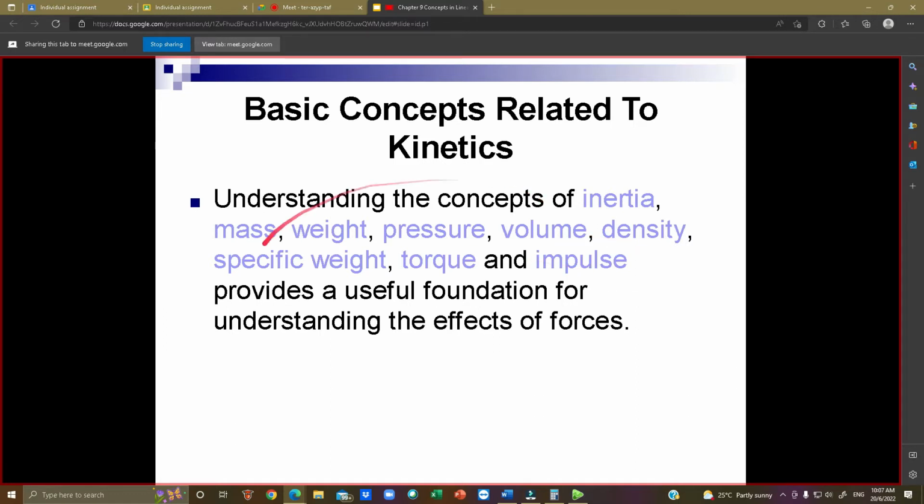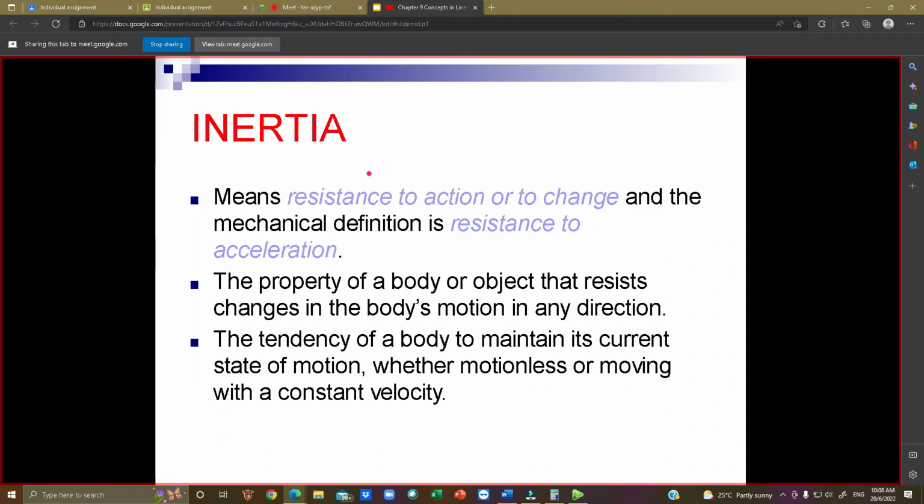Okay, so all of this will give you a useful foundation or basis of information to understand the effect of force. Jadi force ni yang menyebabkan adanya inertia. Force ini yang menyebabkan mass and weight. Force ini menyebabkan pressure. Force ini menyebabkan volume density. Okay, all of this is derived from force itself. Okay, so we go to the first one.